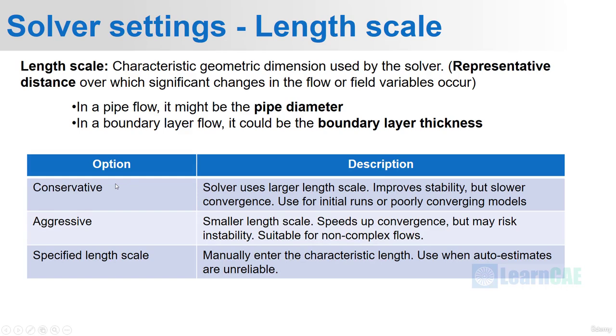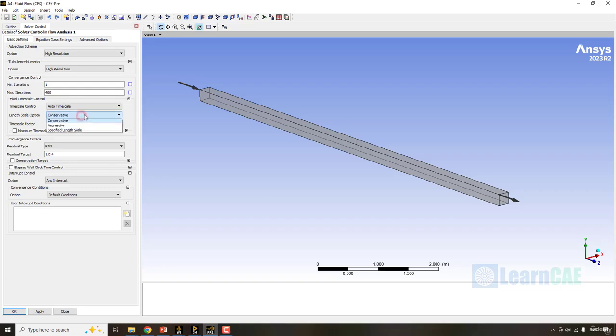If you are using conservative, the solver will use larger length scale, improve stability, but it will result in slower convergence. It is used for initial runs or poorly converging models. If you are using aggressive, it will choose smaller length scale, it will speed up the convergence, but it may risk instability also. It is suitable for non-complex flows. In the third option, you can manually enter the characteristic length. It can be used when the auto estimates are unreliable. For our case, by default, we shall go for conservative option. We shall leave the length scale option as conservative.